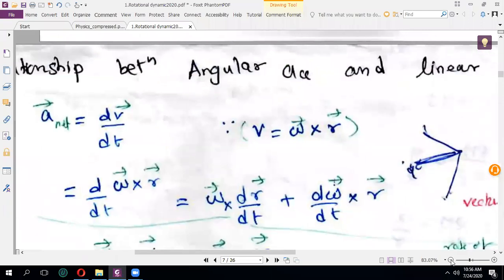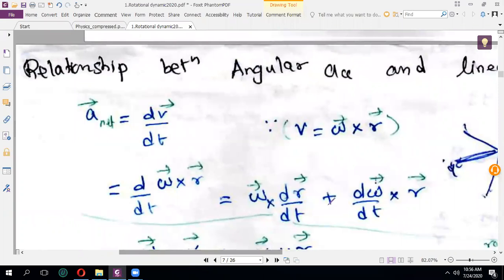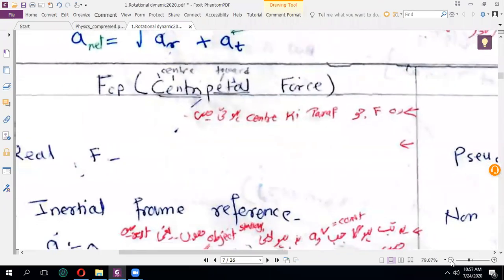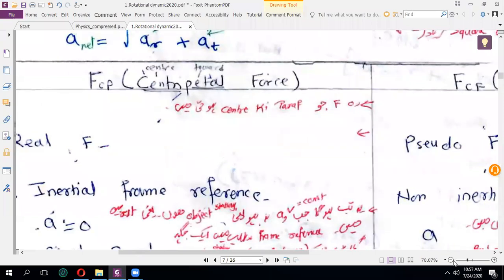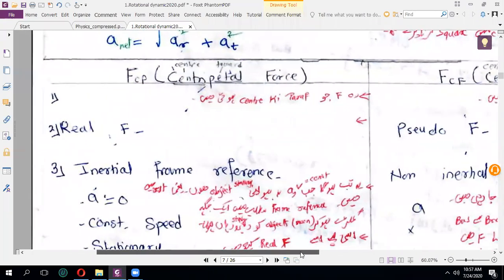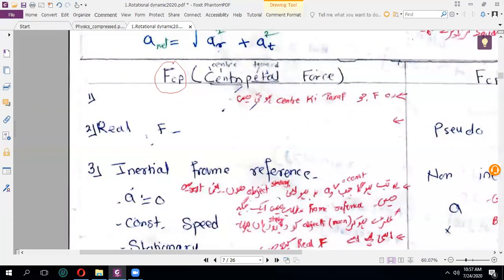Now the next part is the relationship between angular acceleration and linear acceleration. This is a class 11 part, that is why we are not doing it here. We directly come to the relationship between centripetal force and centrifugal force. I will give you one trick. If you understand centripetal force, the opposite of centripetal force is centrifugal force. So we first understand centripetal force, and then do the opposite for centrifugal.